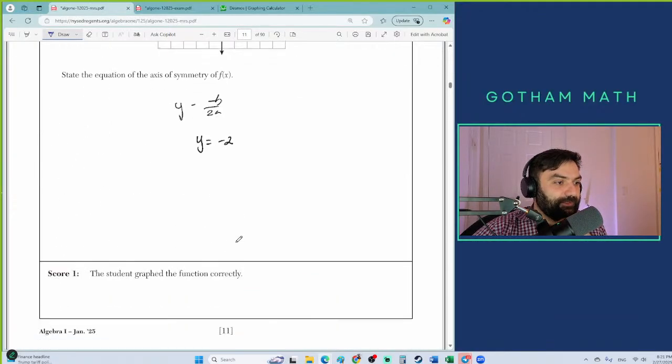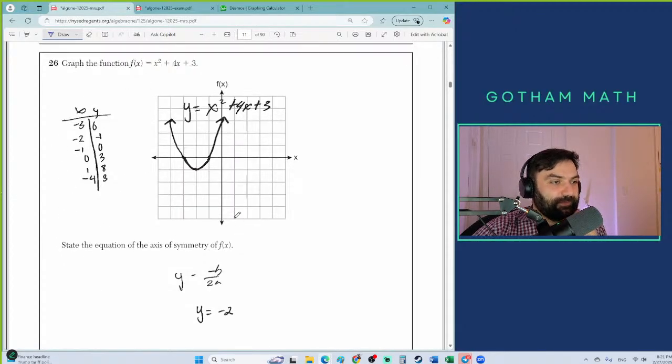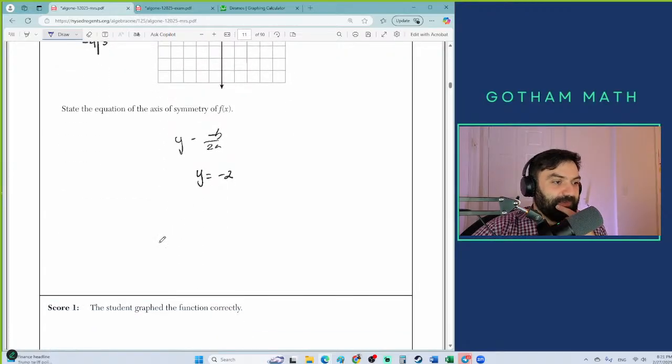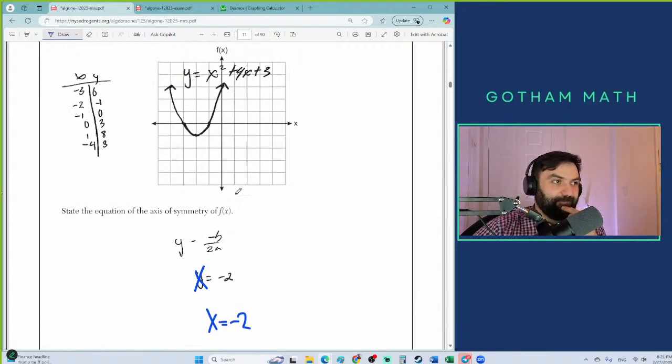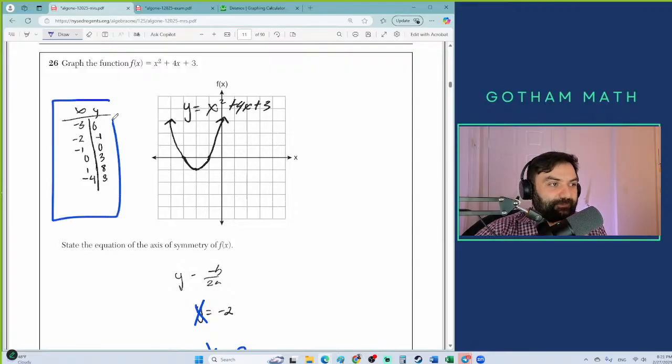All right, what is this? This is 1. Look at this graph. Interesting. The student graphed the function correctly, but so bad. Also kind of found the axis of symmetry, but did not put x equals, put y equals. That's why it's wrong. That's why they deducted 1 point, because it says y equals, not x equals. You see this? But this person did the t-table, similar to what I did.